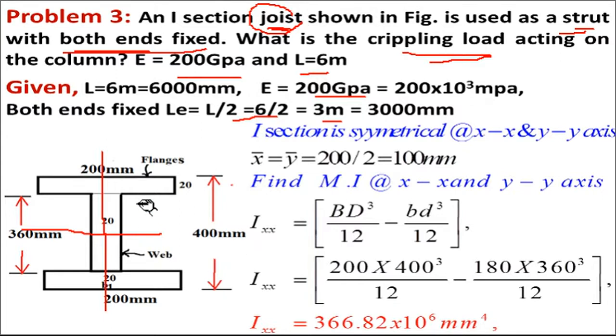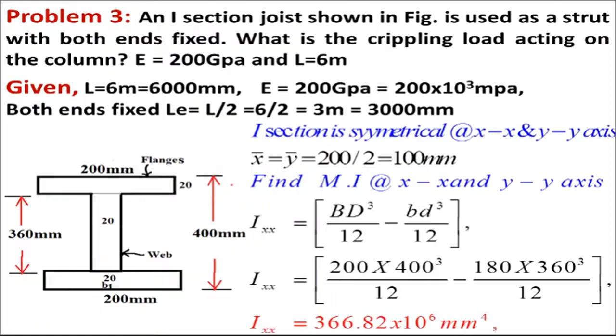We know that whenever symmetrical I section is given, moment of inertia is calculated using the formula capital BD cube by 12 minus small bd cube by 12. So here what we are assuming? So here to calculate the moment of inertia of this particular section, we are assuming that this is one of the box, and this will be capital B and this will be capital D. So capital BD cube, capital B means what? 200, capital D means 400, 200 into 400 cube by 12 minus small bd cube by 12.